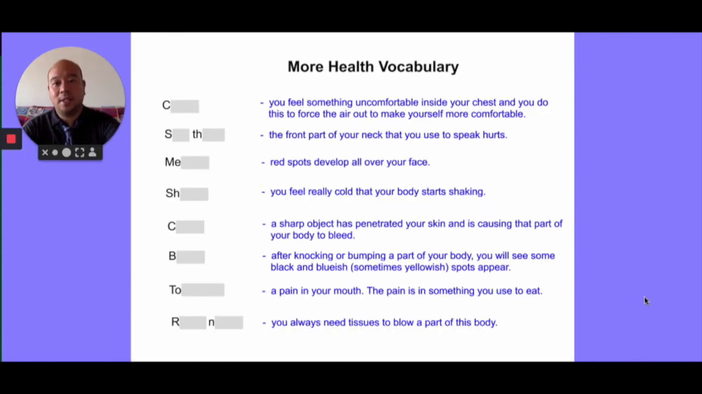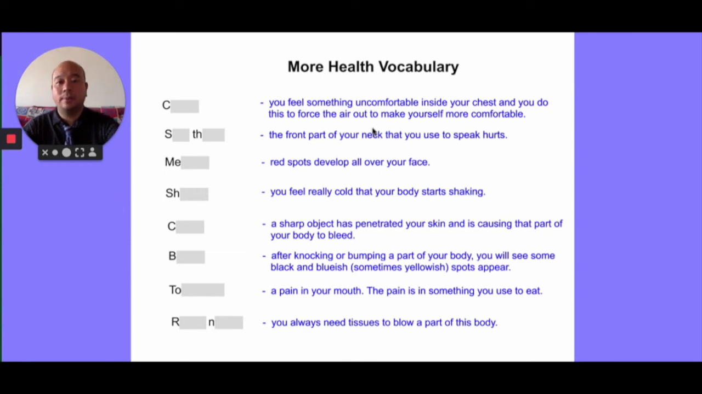Next, let's look at some other health vocabulary. This time, we have the words on the left-hand side, but some of the letters have been covered up. On the right, in blue, these are the corresponding meanings, the definitions. So let's read the definitions and see whether you can guess these words on the left. Okay. I will read them out and let's see whether you can guess.